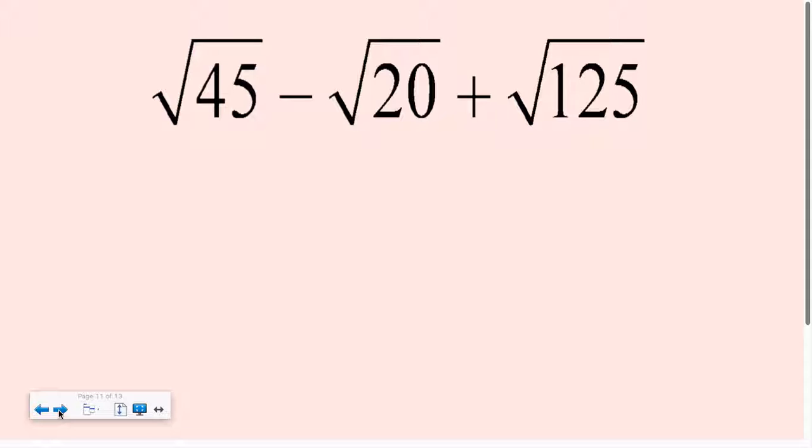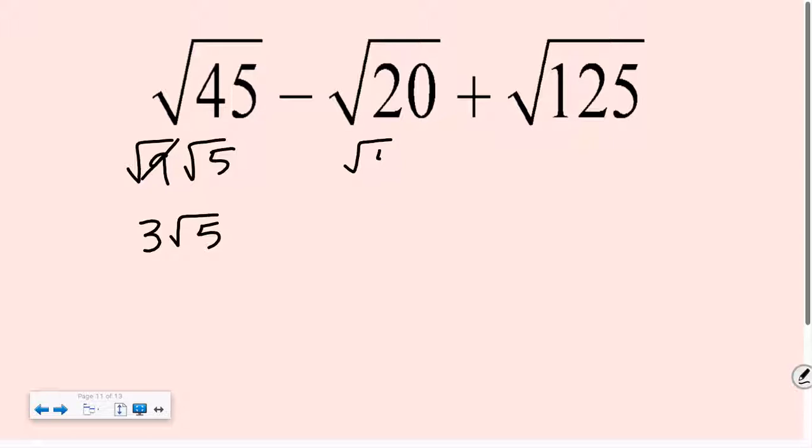45. What perfect square goes into 45? 9. How many times? 5. So this would be the square root of 9 times the square root of 5. Square root of 9 is 3. So the square root of 45 is the same as 3 square root of 5. Excuse me. Middle term, the square root of 20. What perfect square goes into 20?